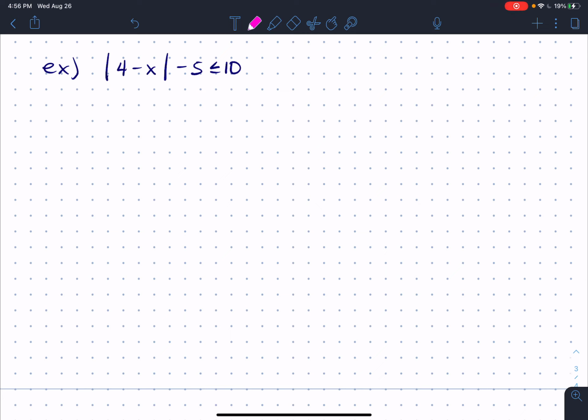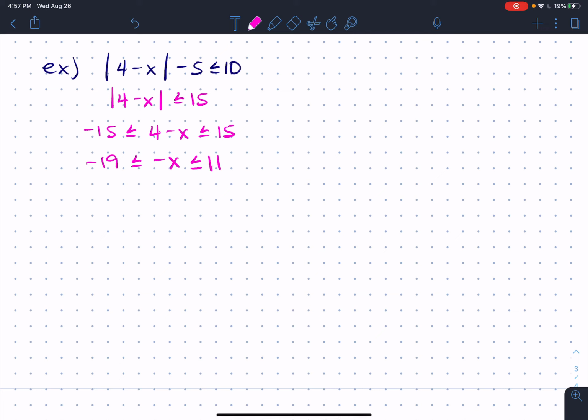All right, so let's do it. I have to isolate the absolute value, so I'm going to add 5 onto both sides. Now it is a less than symbol, so I'm going to make an "and" problem out of it. So I'm going to do negative 15 is less than or equal to 4 minus x is less than or equal to 15. We're going to subtract 4 from both sides.